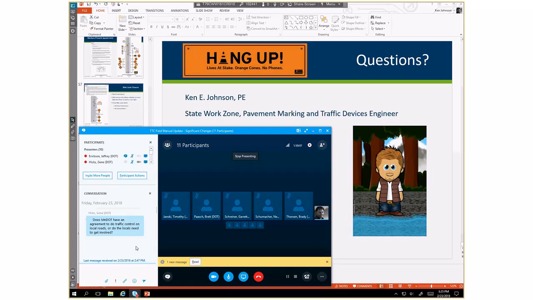So Gene ended up writing a question: does MnDOT have an agreement to do traffic control on local roads, or do the locals need to get involved? So MnDOT is responsible for the state highway system. There are projects in which state aid gets involved, and there might be related work between MnDOT state highways and local roads, and that could be combined, and usually there are agreements that are set up for that, and the traffic control plan ought to indicate that. But local agencies are responsible for the temporary traffic control generally on their roads, and we're trying to do education about that as well.